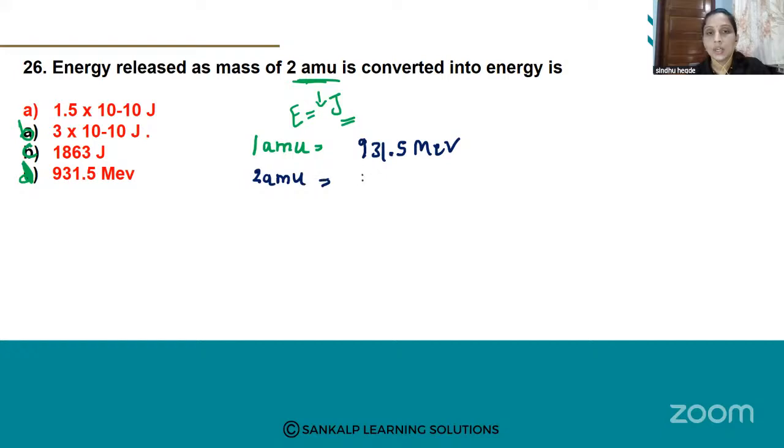How to convert? 2 into 931.5 ಮಾಡ್ತೇವೆ ಅಲ್ವಾ? 2 into 931.5 mega electron volt. Okay. Now 1 AMU ಇದ್ದಿದ್ದು 2 AMU ಆಗಿ ಕನ್ವರ್ಟ್ ಆಗಿದೆ. But here the unit is mega electron volt. They ask to write the energy in joule. Joule ಅಲ್ಲಿ ಎನರ್ಜಿಯನ್ನು ಬರೀರಿ ಅಂತ ಹೇಳಿದ್ದಾರೆ. They do not ask about the mega electron volt. So further, you have to convert this mega electron volt to joule.